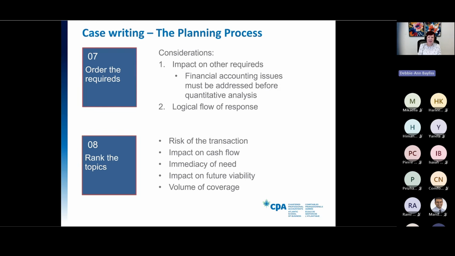Step 7 and 8, you're really doing those in tandem. So that's ordering the requireds and ranking them. Making sure too that when you rank them, there's a logical flow of response. Things you can consider for an order are the risk of the transaction, the impact on cash flow, the immediacy of need, whether it impacts future viability for the company, and simply the volume of coverage. If there's a lot of it, if there's a full appendix dedicated to it, this is an important issue.